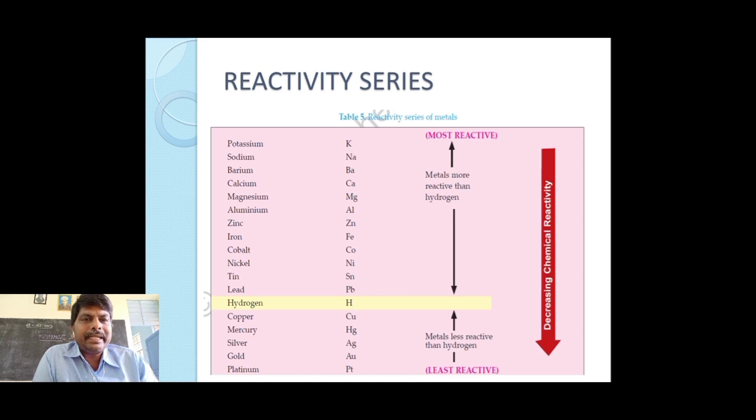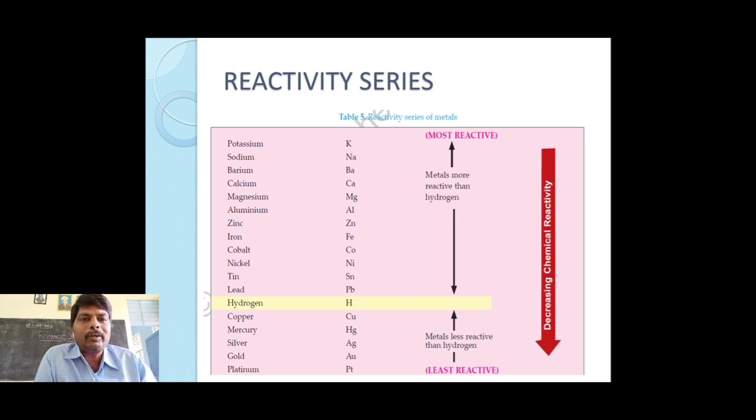There, in displacement reaction, we discussed that a more reactive metal displaces less reactive metals. In that activity, you saw iron displaces copper. So it is the reactivity series. Above H is the highlighted part: potassium, sodium, barium, calcium, magnesium, aluminum, zinc, iron, cobalt, nickel, tin, lead. These are more reactive metals. Among these, potassium is the most reactive metal. From top to bottom, reactivity decreases.